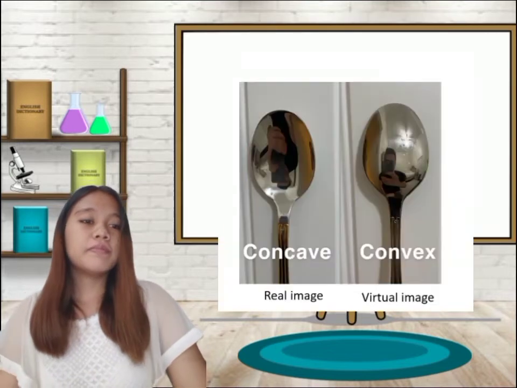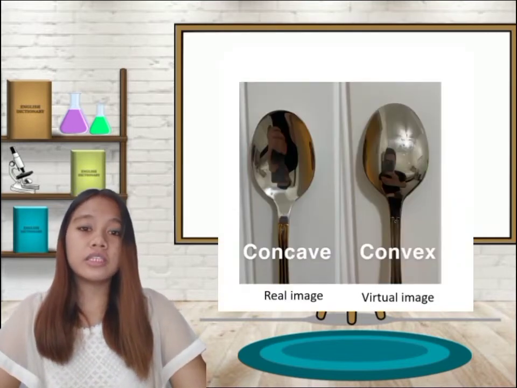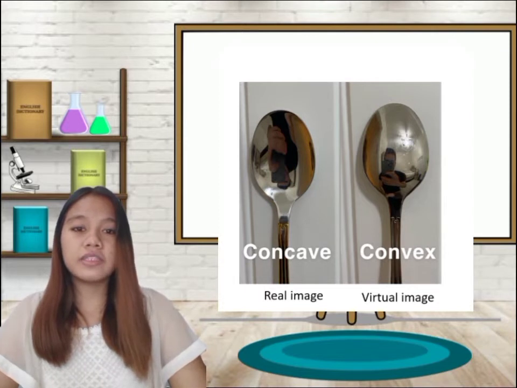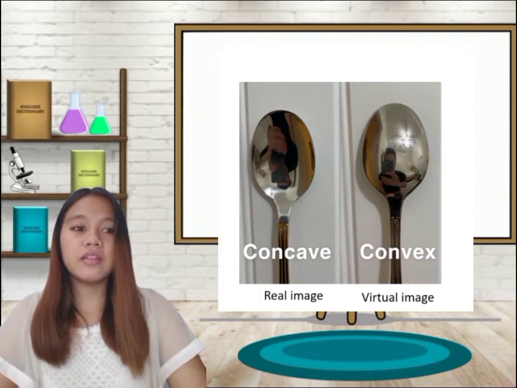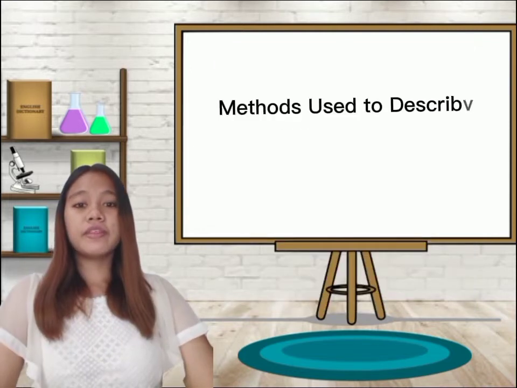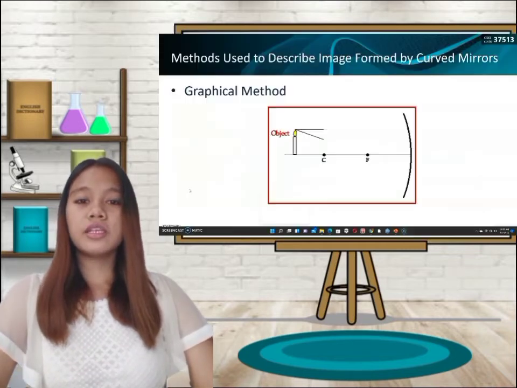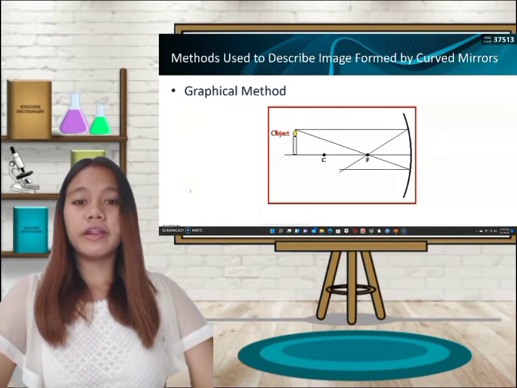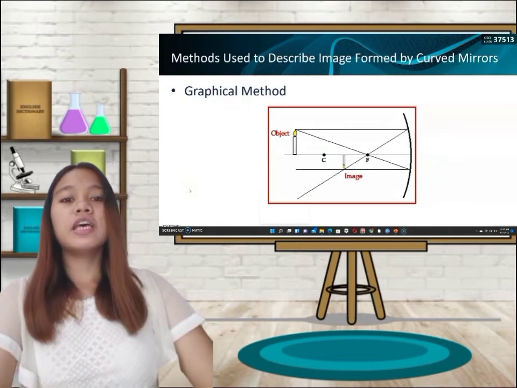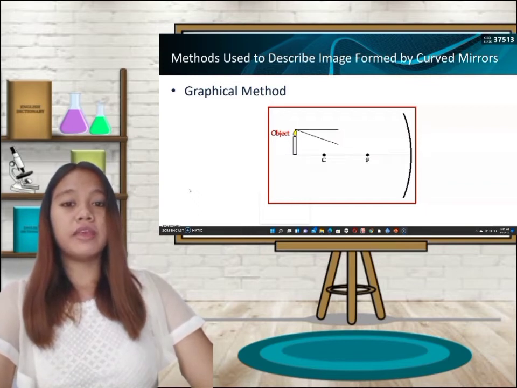So as you can see in the picture, using a spoon which has both convex and concave type of mirror, when we use the concave, a real image appears because it is inverted. On the convex side, it produces a virtual image because the image is always upright. There are methods used in describing the images formed by curved mirrors. One method is called the graphical method or ray diagramming. So you can see in the GIF, that is an example of a graphical method.